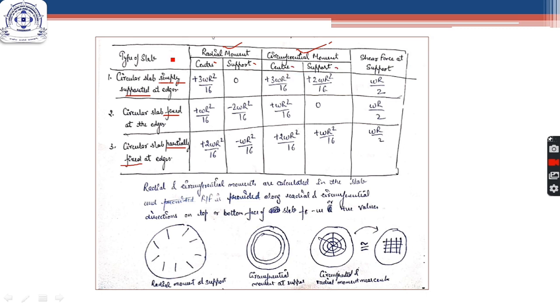at center and support. So if we have a simply supported circular slab, then radial moment at center will be positive 3wr square upon 16, and radial moment at support will be 0. For simply supported circular slab, circumferential moment at center will be positive 3wr square by 16 and positive 2wr square by 16, and shear force will be wr by 2. So what is the meaning of this? Let me explain you here.